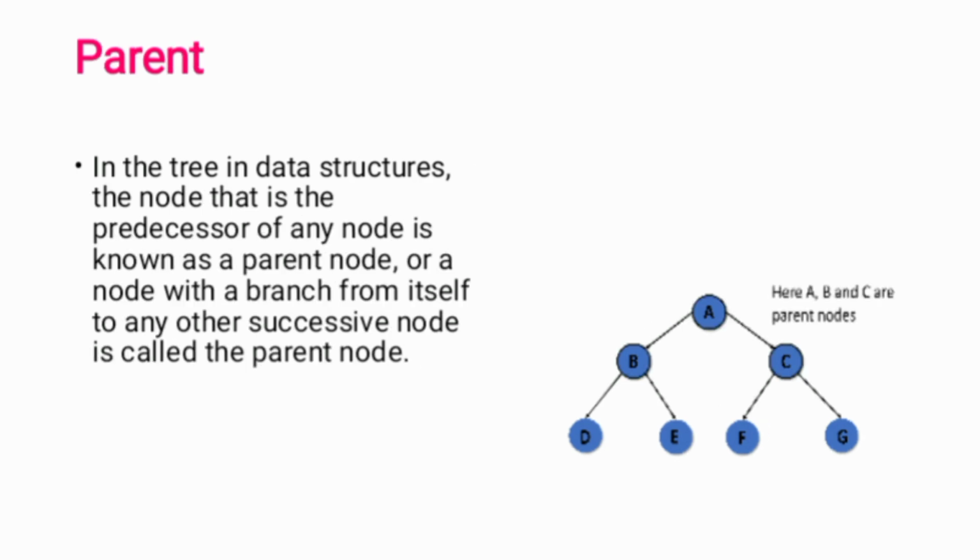Next terminology is parent. The node that is the predecessor of any node is known as the parent node, or a node with a branch from itself to any other successive node is called the parent node. In the tree data structure, A, B and C are the parent nodes. The remaining nodes are the child nodes.